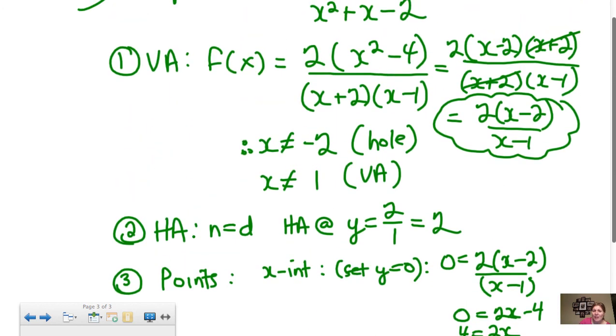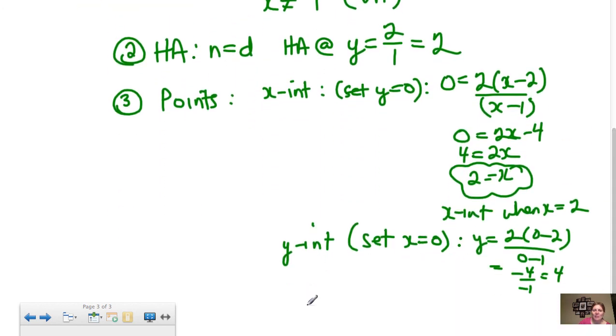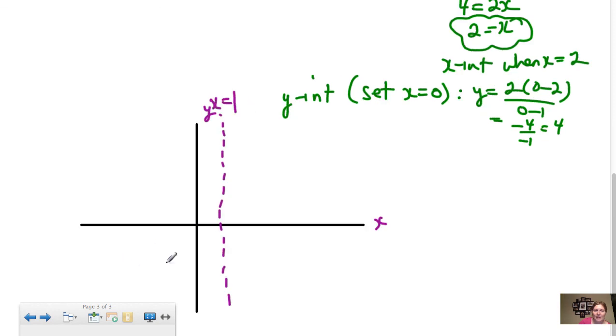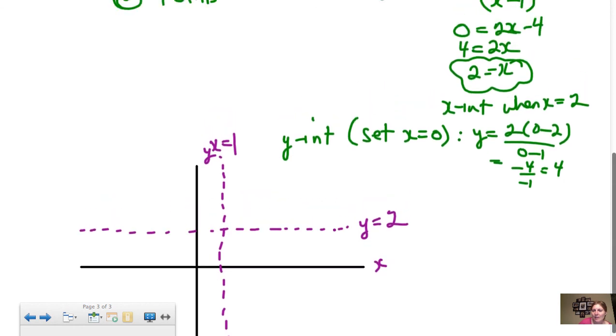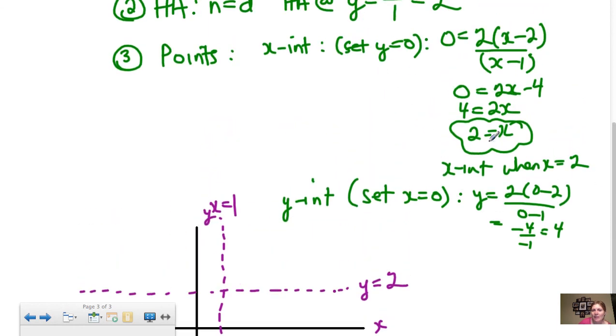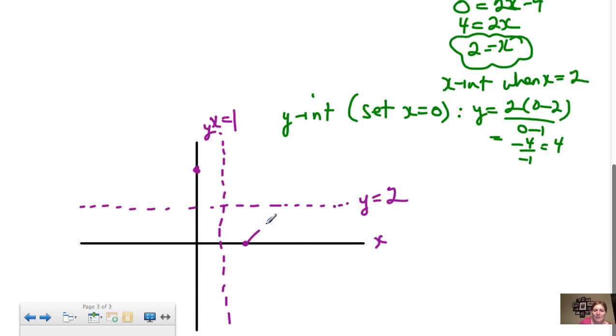Okay, so now that I have all this information, let's go ahead and graph. I have a vertical asymptote at x equals 1 and a horizontal asymptote at y equals 2. The other two things that I know is that I have an x-intercept at x equals 2. So an x-intercept at, there's x equals 1, here's x equals 2. And I have a y-intercept at 4. We know that our points hug our asymptotes without touching them.